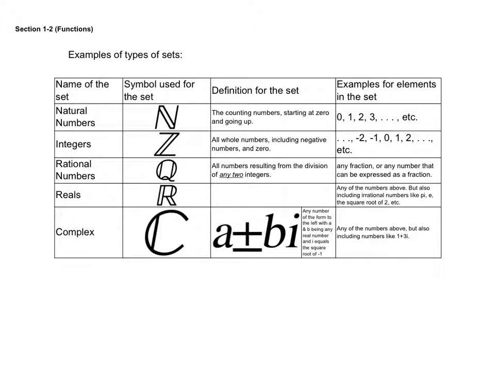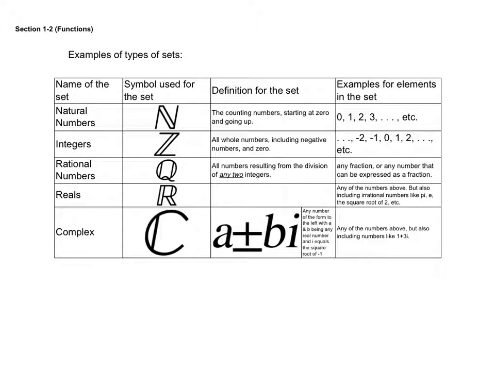Now, let's talk about types of sets, because we haven't done this yet. There are bunches of sets that we use. This one, right here, the one I'm circling, we'll worry about in about 2 or 3 months. That's the set of complex numbers. So don't worry about that right now. However, the rest of these are very important. Take a minute and drill these into your head.